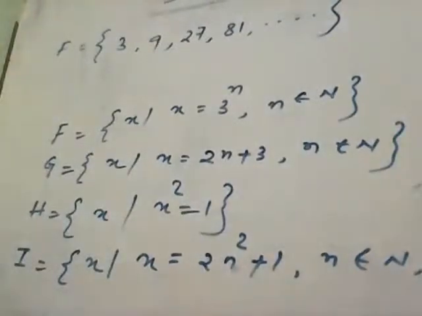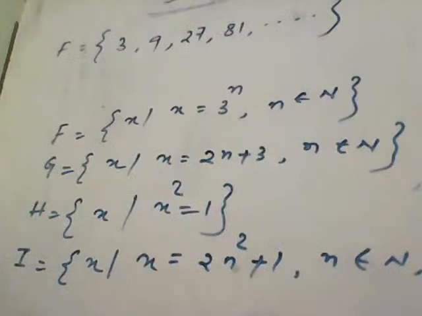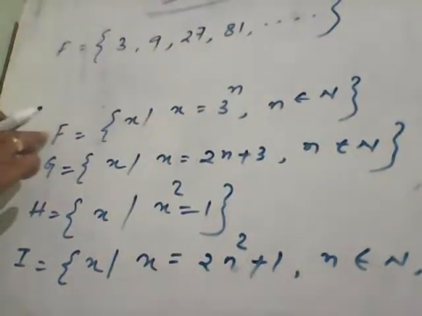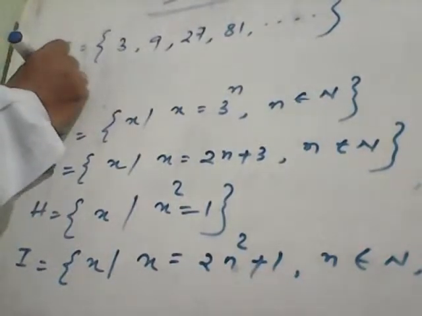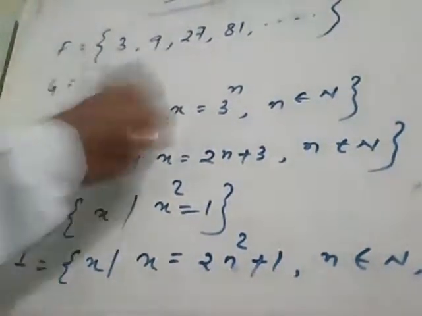If the number of elements is infinite, you can write "and so on". 3, 9, 27, and so on. This is the answer of F. Then the second set is G. Simply put the values of n, you will get the set.